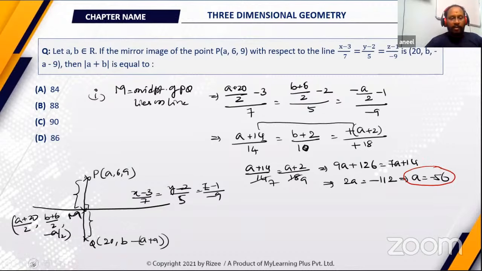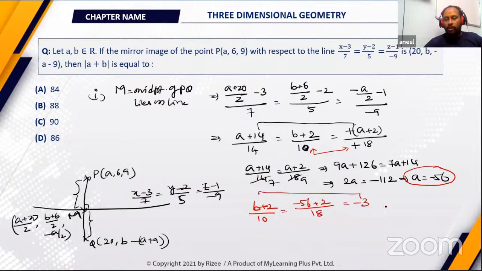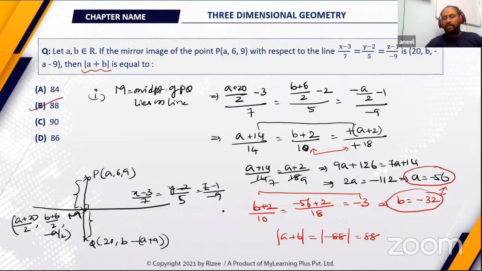Let me keep it. Then we go to b. Now from these two, I would get b, because I already know a. So (b plus 2)/10 is equal to (a plus 2)/18. With a equal to minus 56, a plus 2 by 18 is minus 3. So b is going to give me minus 32. He wanted the modulus of a plus b. So a plus b is equal to minus 88, and the modulus of a plus b is equal to 88. So this is that.